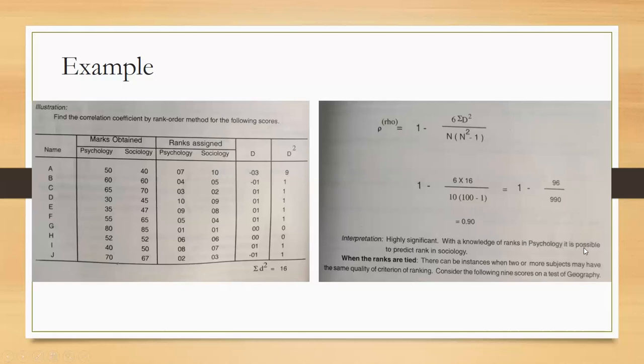With the knowledge of ranks in psychology, it is possible to predict rank in sociology as well. So this is how these two variables, marks obtained in psychology and sociology, are related. This is how correlation is found using Spearman's rank order correlation coefficient. I hope this is clear. If you have any doubts, please read through once again. Make sure you learn the formula. Don't confuse it. Once again, rho is equal to 1 minus 6 into summation D square divided by n into n square minus 1.